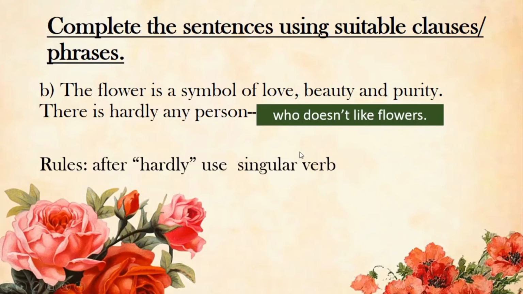So you must be careful enough to use verbs in the next part whenever you have hardly. And in this kind of structural sentence, when we have there is at the beginning, before adding the next clause, we have to use who or what or any WH words as well. Move on to the next one.